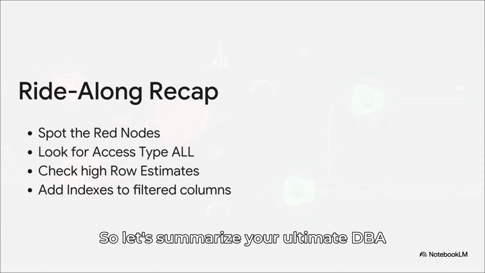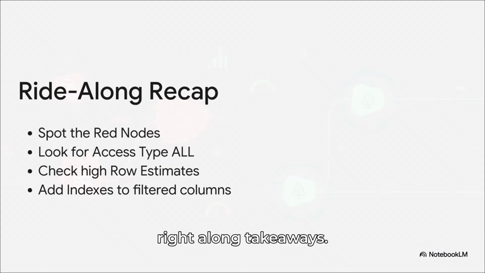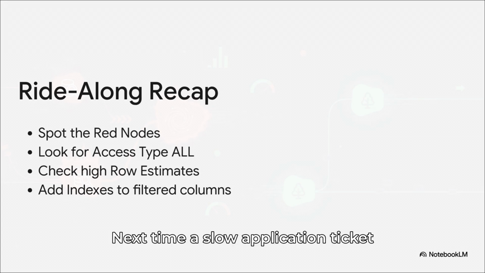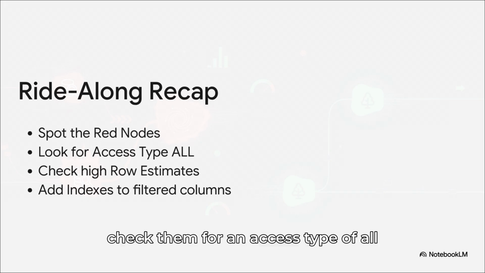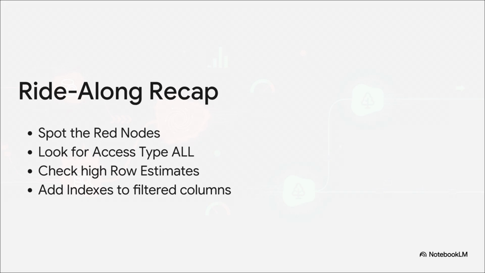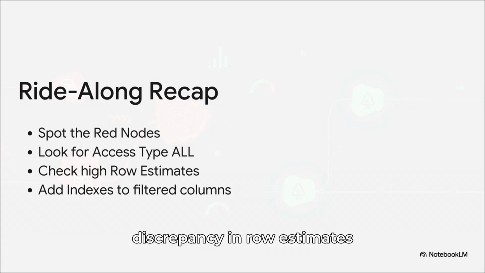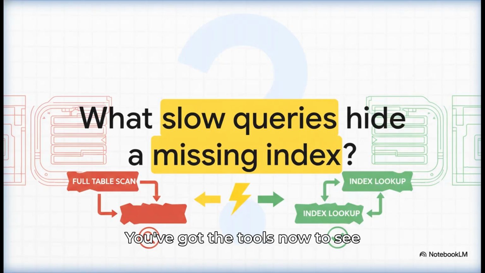So, let's summarize your ultimate DBA ride-along takeaways. Next time a slow application ticket lands in your queue, load up MySQL Workbench. Spot those red nodes in the heat map. Check them for an access type of ALL, because that means a full table scan. Look for a massive discrepancy in row estimates compared to what's actually returned. And finally, work with your dev team to add indexes to those heavily filtered columns. You've got the tools now to see exactly how your database is thinking.